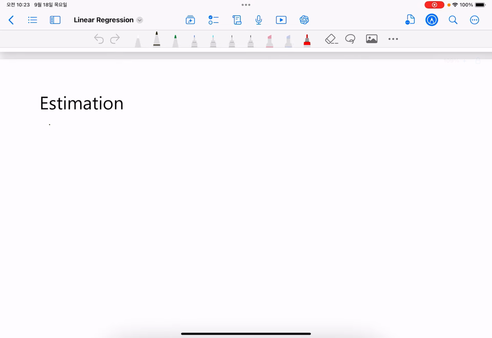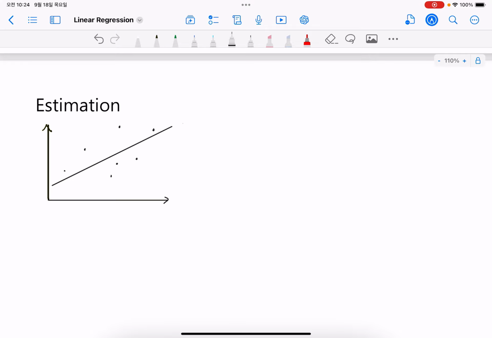So let me first plot the graph. Let's say there are these data points, and this is the regression line. Let me make it a bit thicker. So y equals a plus b times x. But here, let me use alpha plus beta times x.